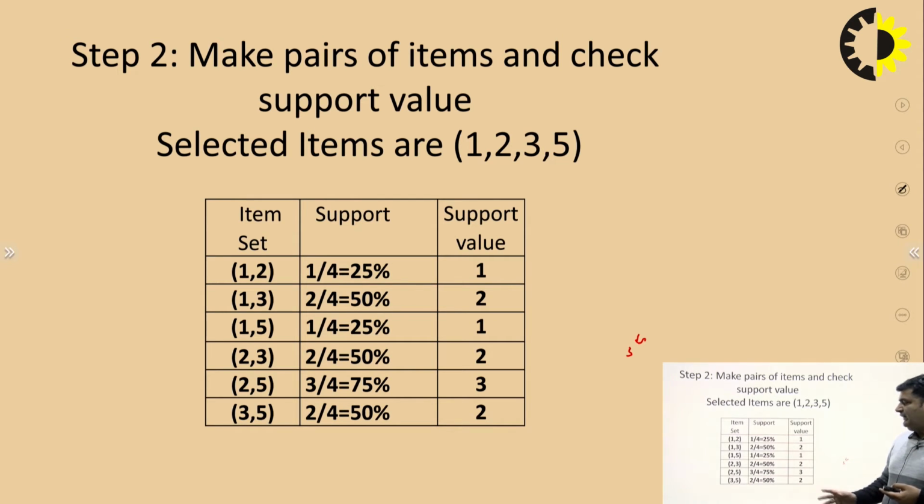So what we do? We remove all the pairs that have a value less than 50%, because we mentioned initially that the support value is 50%. So out of this, the pair 1, 2 and the pair 1, 5 are removed when we move to step number 3. So we only take the pair 1, 3, then the 2, 3 pair, and the 2, 5 and 3, 5 pairs. Only simply we take this form.